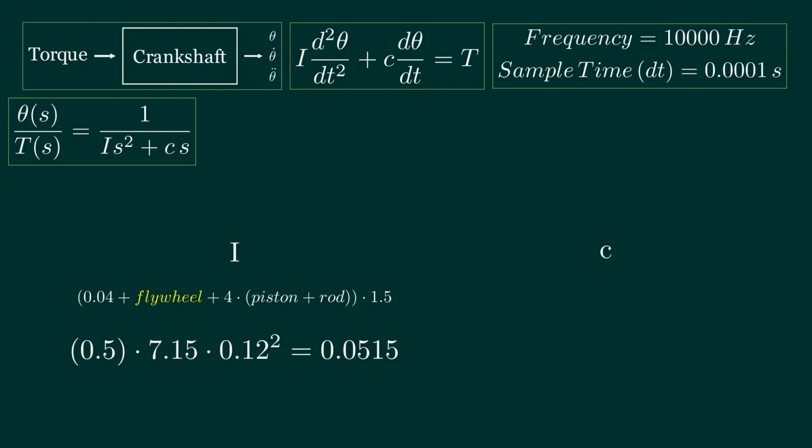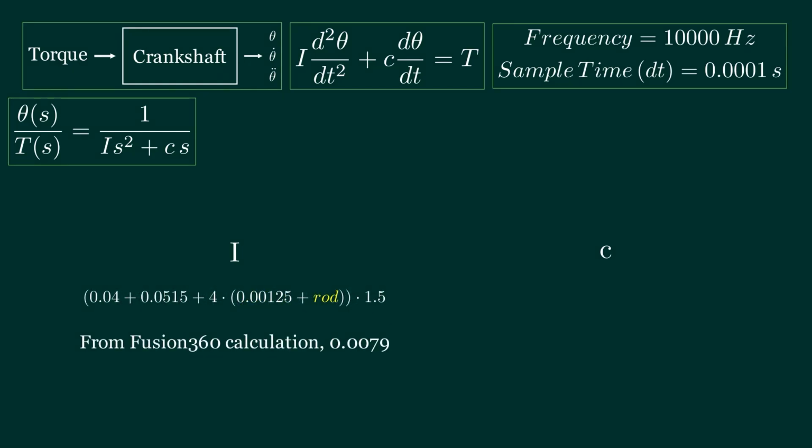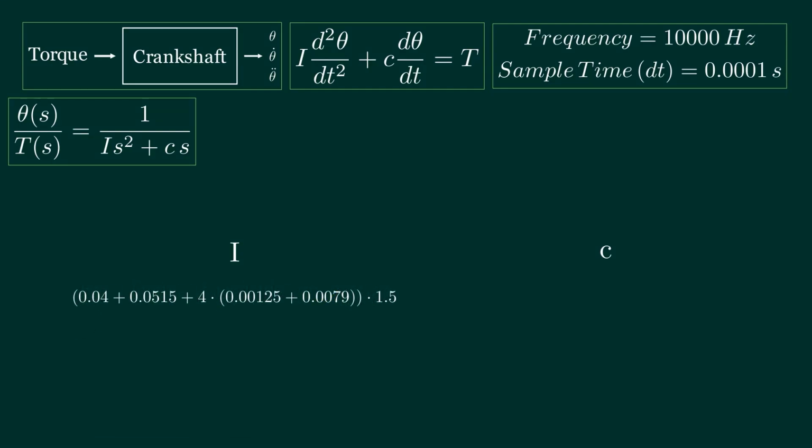From the flywheel data I found on the internet, the inertia of the flywheel can be calculated like that. Because it's a 4-cylinder engine, I multiply the effect of pistons and rods by 4, and I'm estimating pistons as a point rotating around the center of the crankshaft. Lastly, adding the inertia of the connecting rod around the rod's small end, which is calculated by Fusion 360, and I'm multiplying by 1.5 to round up all the parts I didn't include and my possible miscalculations.